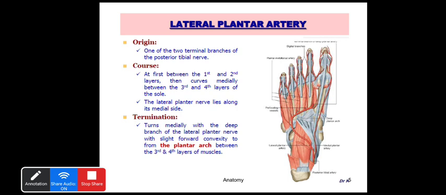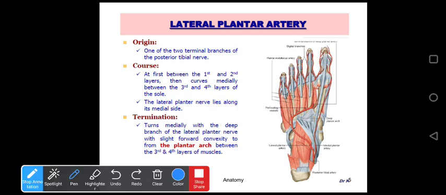In the sole, the lateral plantar artery lies along the lateral plantar nerve, on its medial side. So that's about the course of the lateral plantar artery in the sole. You can see the diagram nicely here. The termination is very important, where it is going to form the plantar arch. It turns medially, as you can see in the diagram.